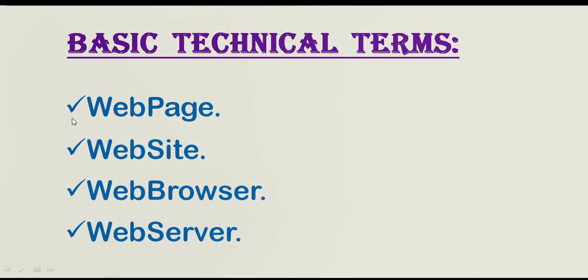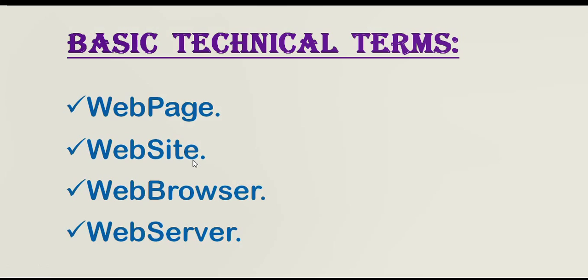Basically, a web page is nothing but a simple hypertext document which will be displayed by a web browser. A website is a collection of web pages and the related content that will be identified by a single common domain name, and that website should be published on at least one web server. And then what is a web browser? A web browser is nothing but a computer software application for accessing all the websites.